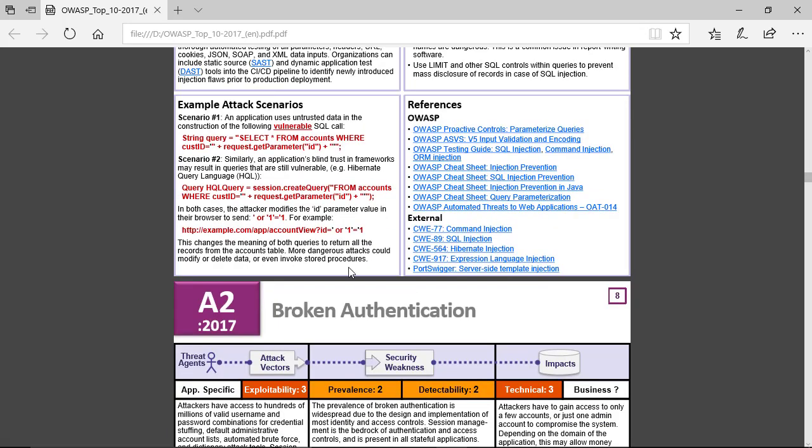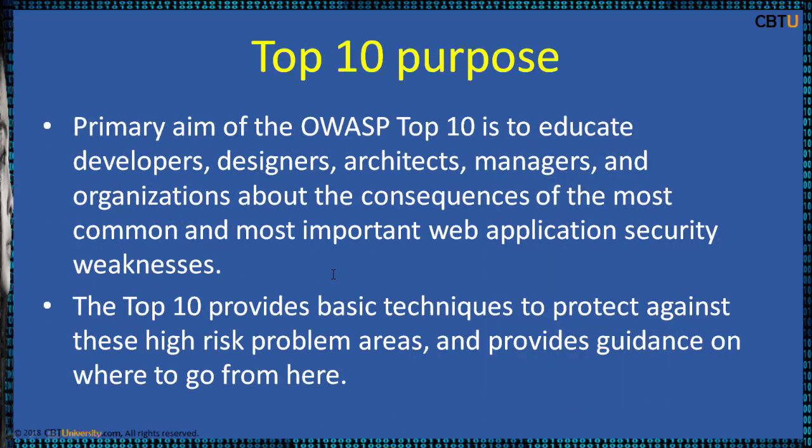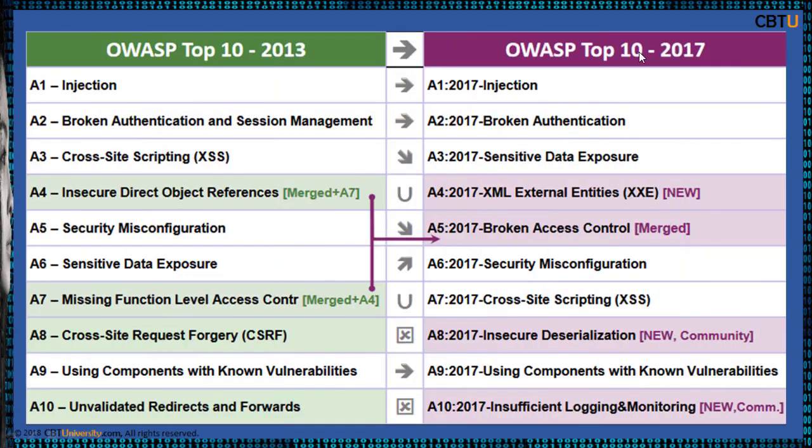This document is freely available and you can have a copy of it and explore this further. The top 10 document purpose. The primary aim of the OWASP Top 10 is to educate developers, designers, architects, managers, and organizations about the consequences of the most common and most important web application security weaknesses. The top 10 provides basic techniques to protect against these high risk problem areas and provides guidance on where to go from here.